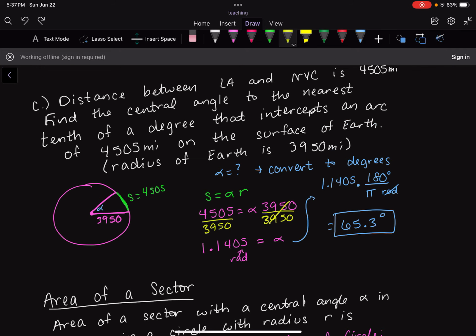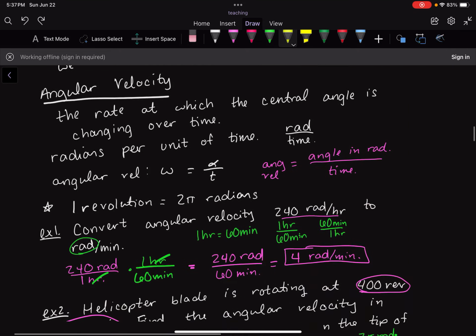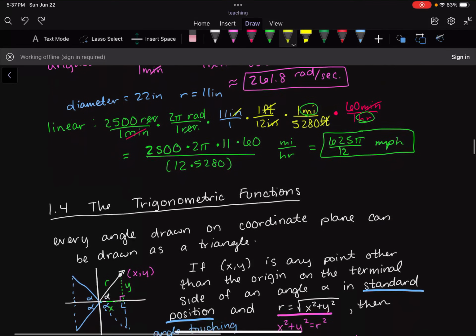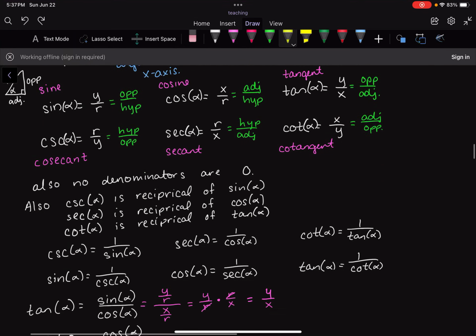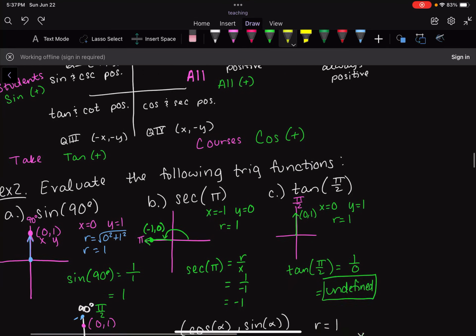So like the sine. Oop, I kind of scrolled up on accident. Sorry about that. Let me go back down.